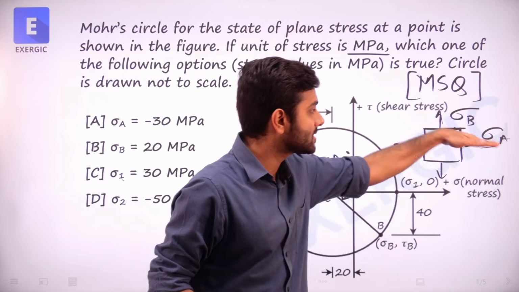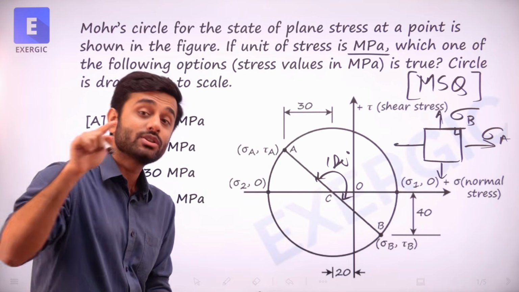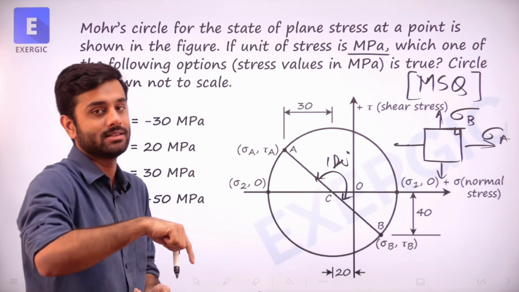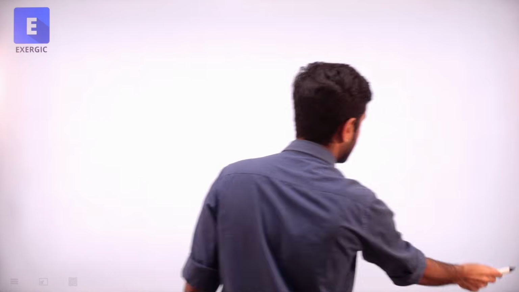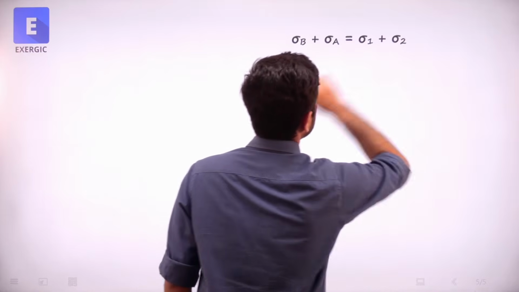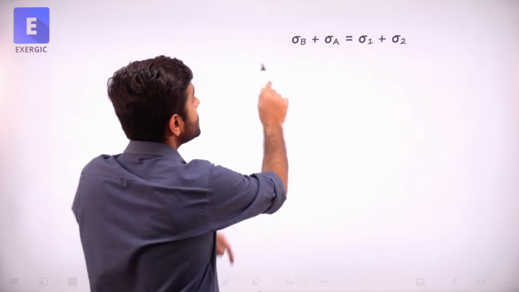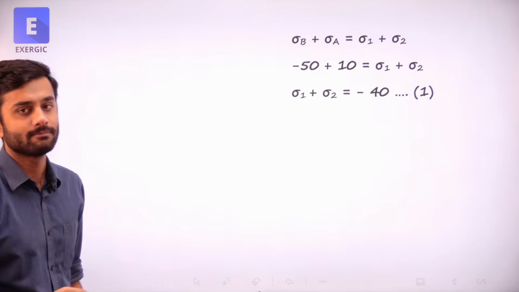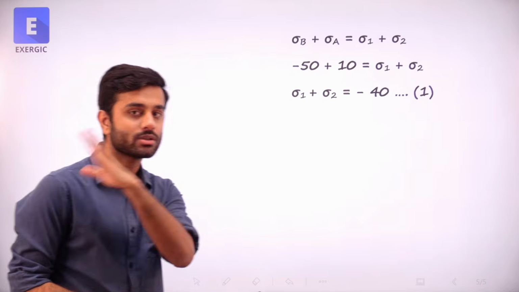So for normal stresses sigma A and sigma B, their sum is sigma A plus sigma B, which should be equal to sigma 1 plus sigma 2, which are your principal stresses when there is no shear stress, right? So sigma A plus sigma B is equal to sigma 1 plus sigma 2. The value of sigma B is 10, the value of sigma A is minus 50. So we know these values, and let's say this becomes our equation 1. Minus 50 plus 10 is equal to minus 40. This is our equation number 1.